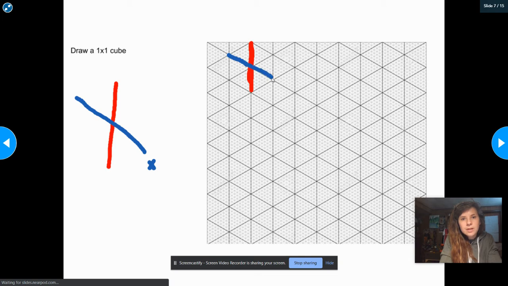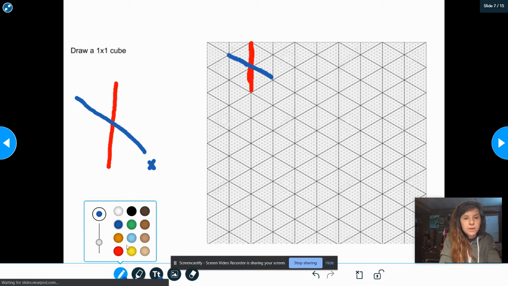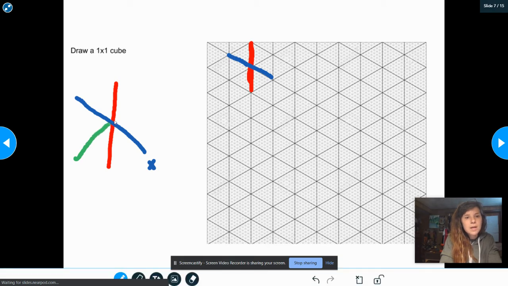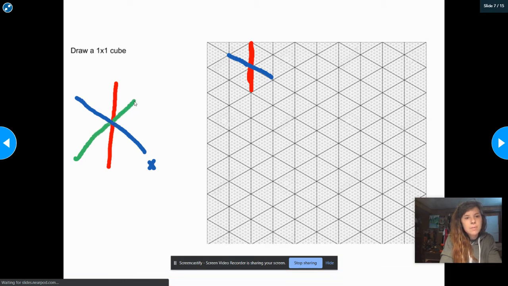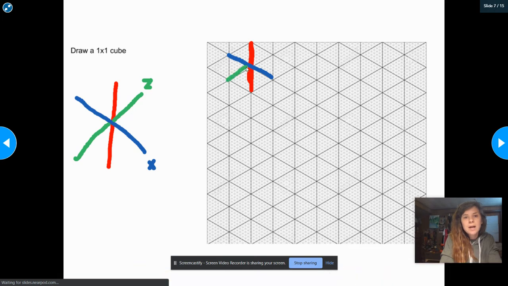right here. I actually find it easiest to use the mouse pad for these activities. And then green is going to represent our z-axis, which is going from the front and it's popping out of the back there. So that is our z-axis or z-plane.